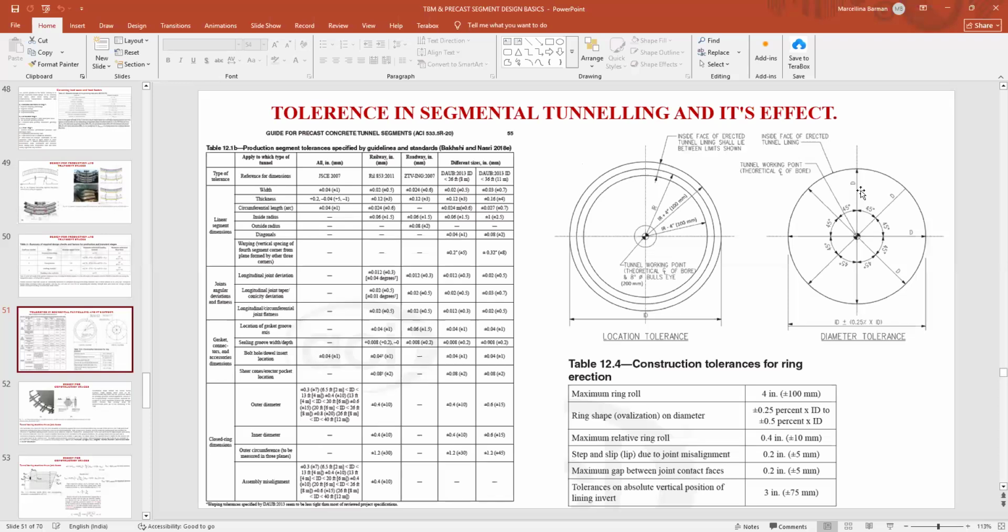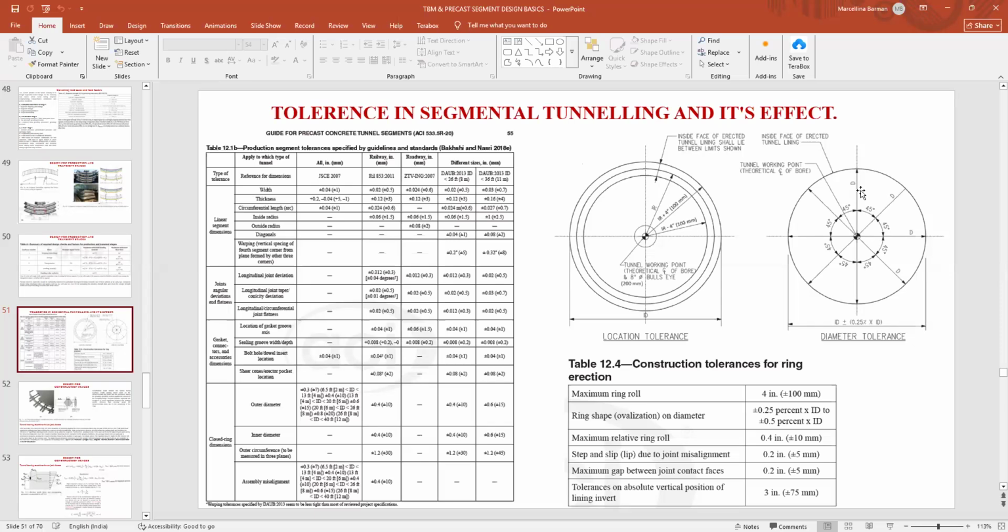Now, this is the tolerance in the segments, because for every segment there will be a certain amount of tolerance. So what will be the tolerance for the segment, what will be the tolerance for the joints, what will be the tolerance for the gaskets, what will be the tolerance of the closed ring dimensions, and even if there is stepping and lipping, what will be the maximum tolerance, what will be the gap between the contact faces. All these tolerances you can find whenever you are dealing with any metro project. In your construction specification, these tolerances are specified by the client as their contract condition.